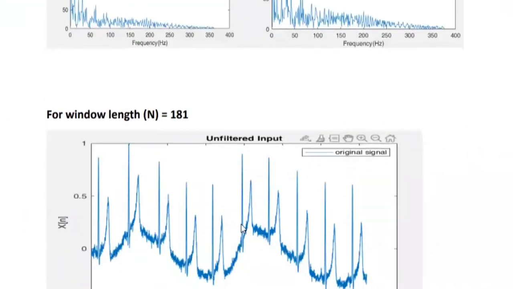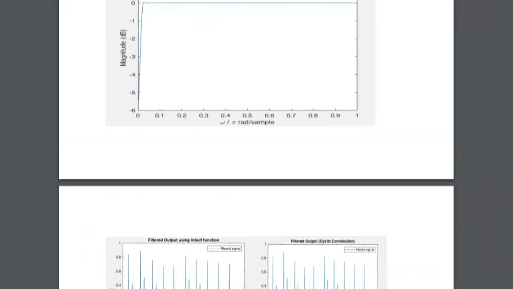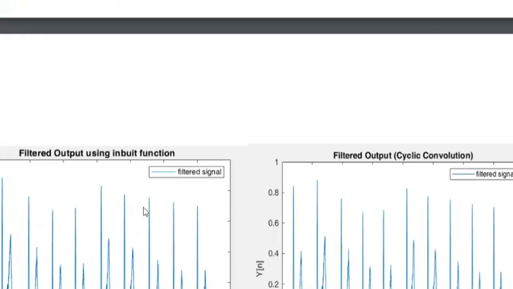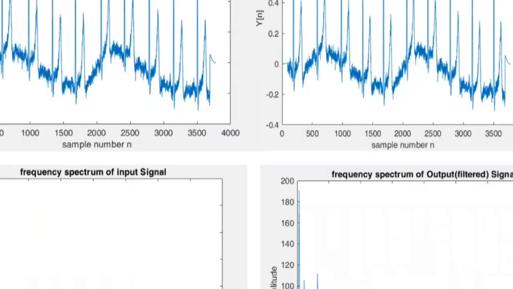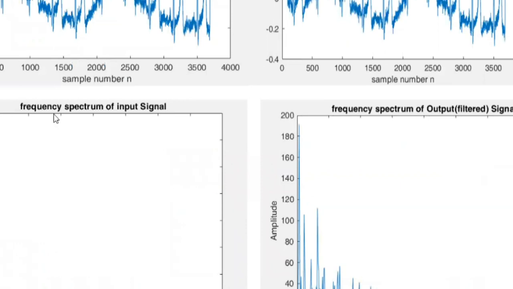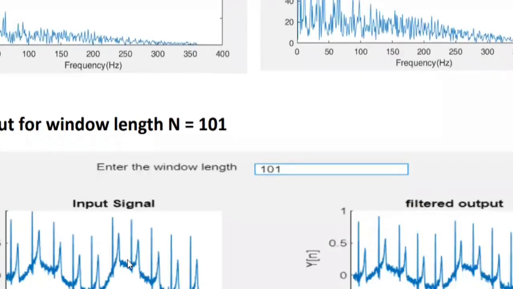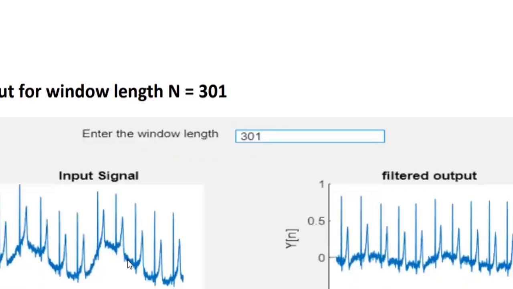As we are increasing N, we are taking N equals 181. You can see that the output is getting more flattened. We have found the output using the inbuilt function and the cyclic convolution function and matched them. They are almost equal. There is another frequency spectrum for the input signal and output filtered signal, that is for 181. This is the plot that we have found for N equals 101. This is for N equals 330.